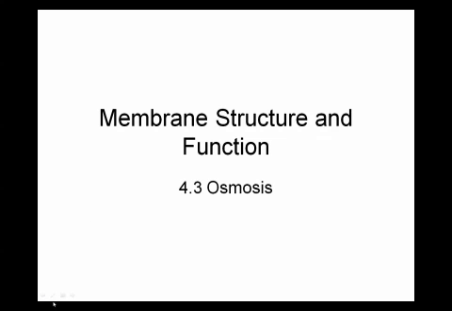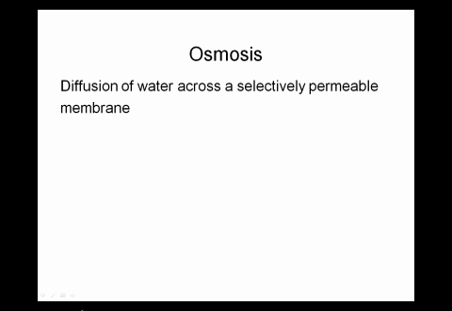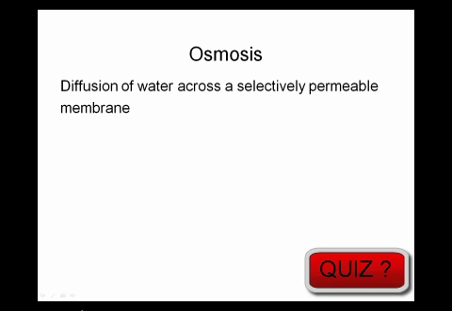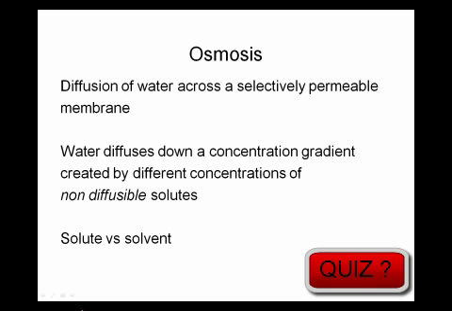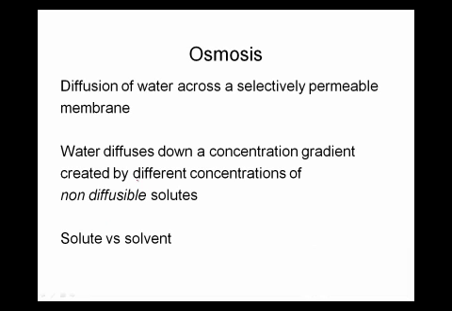4.3 Osmosis. Osmosis is a specialized case of diffusion. Specifically, osmosis is the diffusion of water across a selectively permeable membrane. So water is going to diffuse down its own concentration gradient across a membrane, and that concentration gradient for water is created because there are different concentrations of non-diffusible solute.